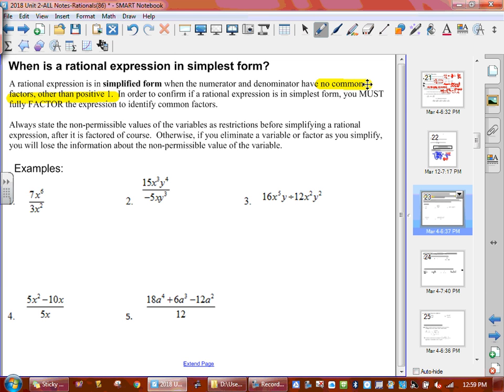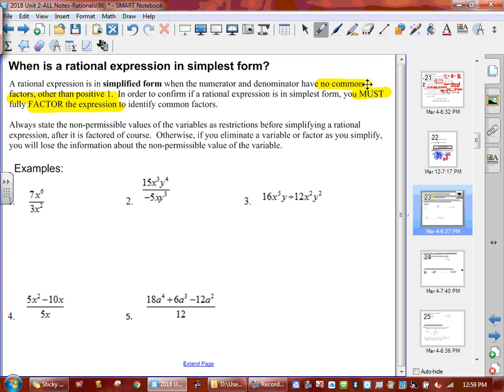In order to figure it out, you have to factor the expression fully first. If we don't factor it, we won't know what we're able to reduce. If it's a monomial, we like those because there's no factoring. There's nothing to factor, it's just reducing. We've got a couple different situations here, and we're going to take a look at all of them. It says always state the non-permissible values of the variables as restrictions before you simplify, after it's factored though. So you factor, then you state non-permissibles.